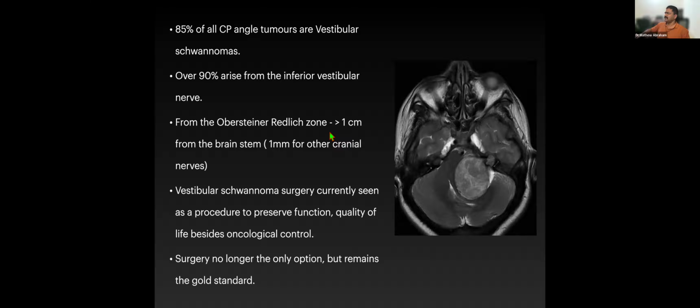Now vestibular schwannoma surgery is not seen purely as a procedure to save life. It is currently a procedure to preserve function and quality of life, besides oncological control. Surgery is no longer the only option, but remains the gold standard.